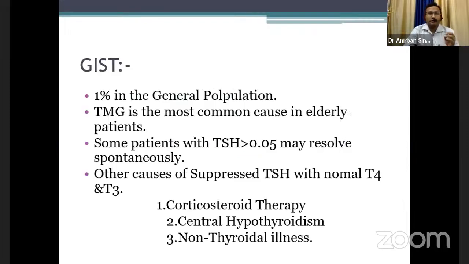I'm not going into subclinical thyrotoxicosis, but it definitely exists. Other causes of suppressed TSH with normal T4 and T3 need to be excluded, like steroid therapy, central hypothyroidism, and thyroid illness in the critical care situation, which should be kept in mind when we treat patients of subclinical thyrotoxicosis. It also sometimes requires treatment because of cardiovascular events, and I'm not going into details.